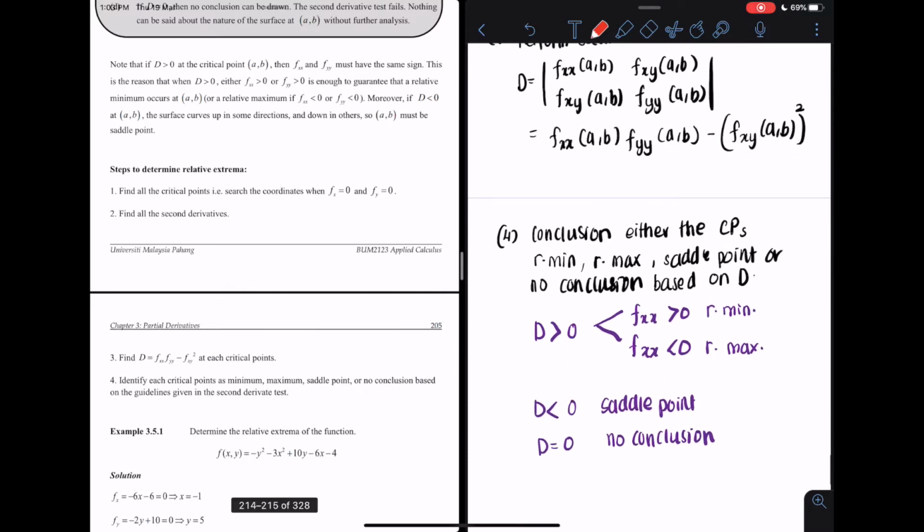Either it will give you relative minimum, relative maximum, saddle point, or no conclusion. When you get the second derivative test and substitute with the critical point, when you get D larger than 0, which is positive values, you have 2 possibilities. The first one, you have to double check in terms of second order partial derivative fxx. If it is greater than 0 or positive, it will give you relative minimum. If fxx less than 0, it will give you relative maximum.